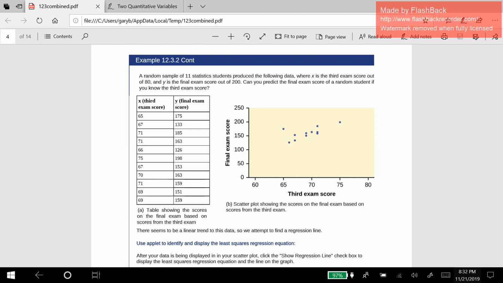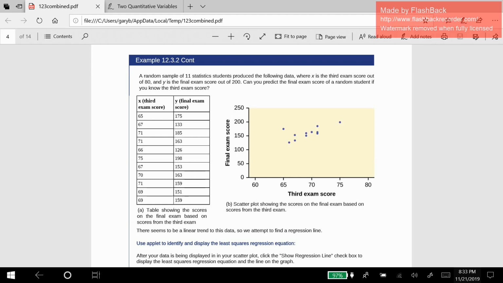Hi all, today we are going to be going over example 12.3.2 in section 12.3. With this example, we're looking at a random sample of 11 statistics students, and they produced the following data. It's a collection of their third exam scores along with their final exam scores. So what we're going to be doing is looking at, is there any connection between how you did on one exam versus the other? If so, maybe we can try to predict how well someone will do on the final exam if we know their third exam score.